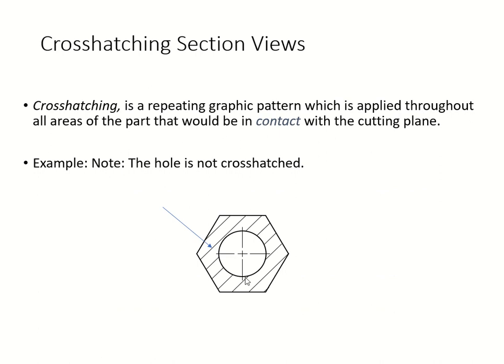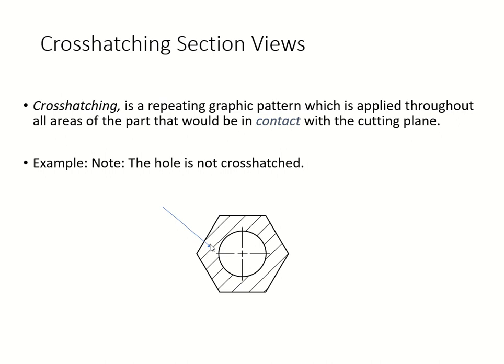The next thing you need to know in section view is cross-hatching. Cross-hatching is just a repeated graphic pattern. We draw it over all the areas of the part that are in the cut. So here, after you cut it, we got this area, and we're going to cross-hatch it, bang, bang, bang, at an angle to the horizontal line.